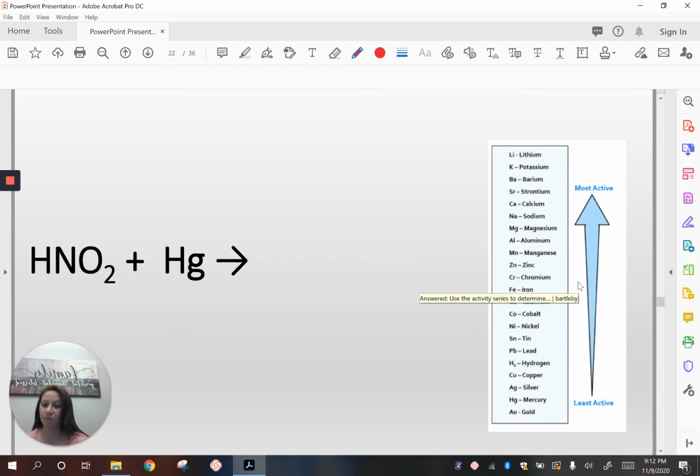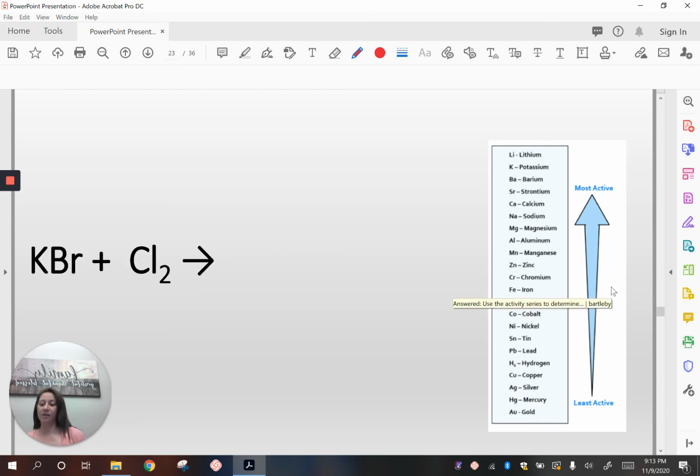Let's try this one. Again, pause the video and then play it when you're ready. So mercury is a metal. You're going to compare it with the metal. Now we don't have a metal, but hydrogen behaves like a metal. So here is hydrogen, and here is mercury. Which one's more reactive? Hydrogen is. Is it already in a compound? Yes, it is. So no reaction. Remember, the more reactive one is going to form the compound. So if it's already in a compound, no reaction.